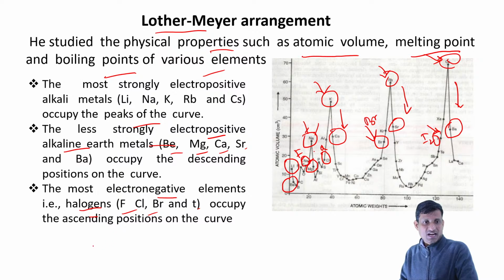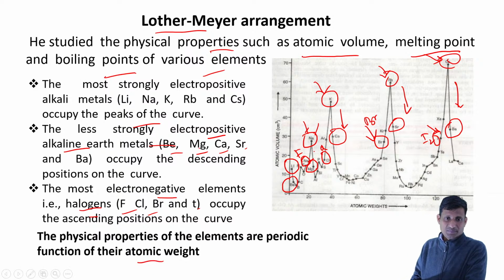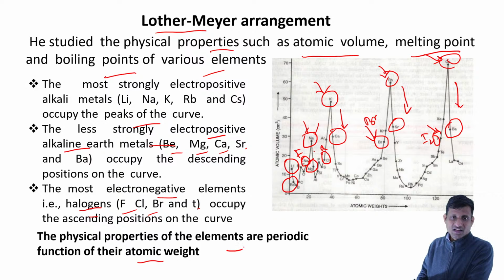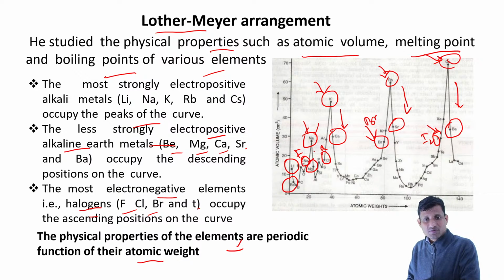Based on that, he tried to arrange the elements according to their atomic weight. So he considered two things: the physical properties and the atomic weight. Elements having similar physical properties he put in the same group, with increasing atomic weight, basically along the horizontal line.